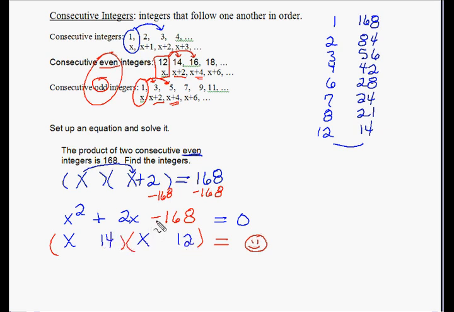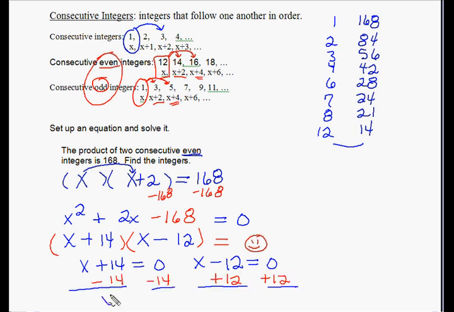Double check the last sign. It's a subtraction, which means the signs need to be different, but you need to have a positive when you're done. So I'll have a positive 14 and a negative 12. That seems to be working for me. Using the zero product property, I can set each of these factors equal to 0 and then solve that new equation. We now have x equals negative 14 or x equals 12.